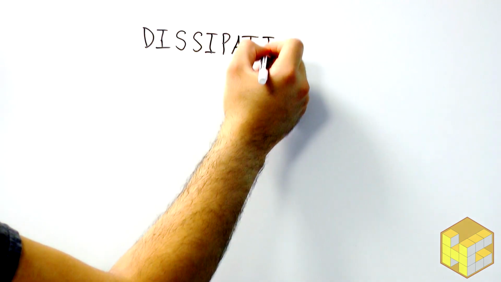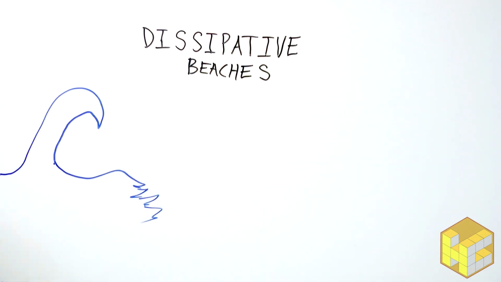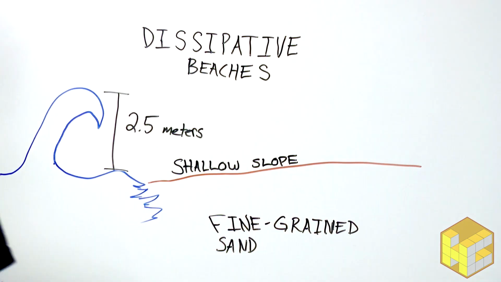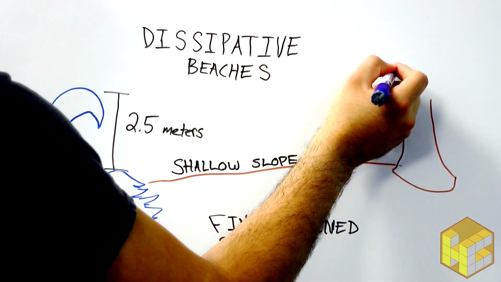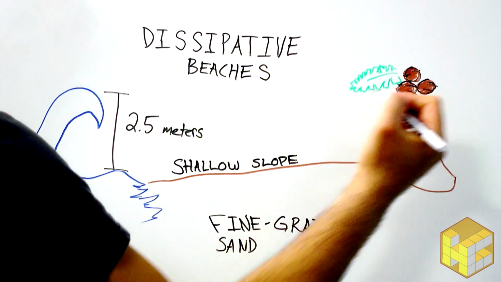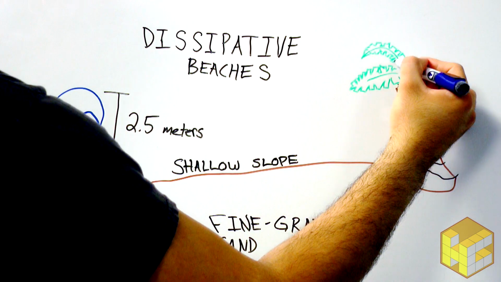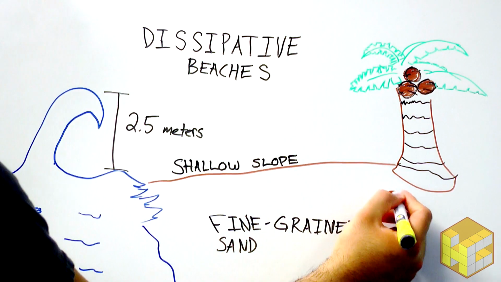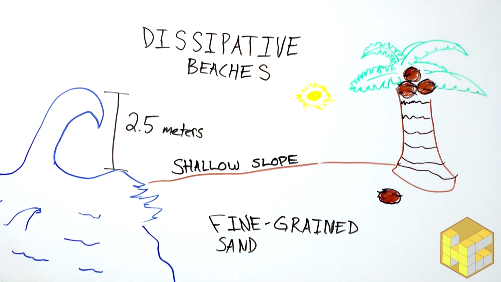There are two main kinds of sandy beaches, dissipative and reflective. Dissipative beaches are shallower, have finer-grained sand, and usually occur in high-energy environments, where waves average 2.5 meters. The large waves are more effective eroders, and the fine-grained sand allows less water to soak in, so the wave pulls more material back into the sea in its backwash, resulting in the shallow slope.